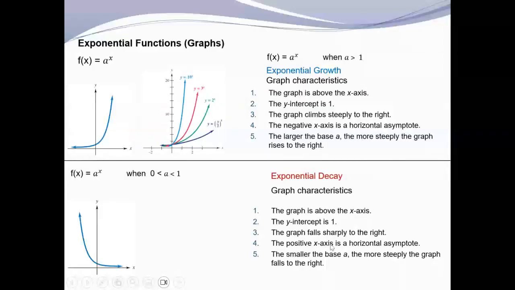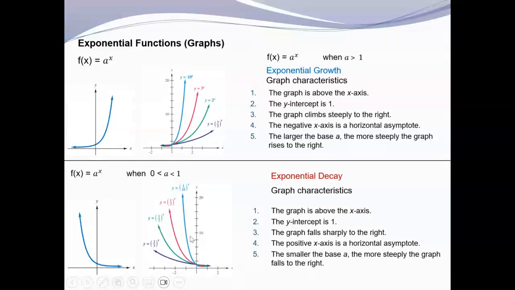The graph falls sharply to the right. As it goes to the right, it goes less and less. The positive x-axis is a horizontal asymptote. This is my horizontal asymptote, which means the graph will never reach the x-axis on the right side, or the positive values for x. The smaller the base, the more steeply the graph falls to the right. You see, the smaller the a, the more it goes towards the y-axis from the negative side. So these are the characteristics.